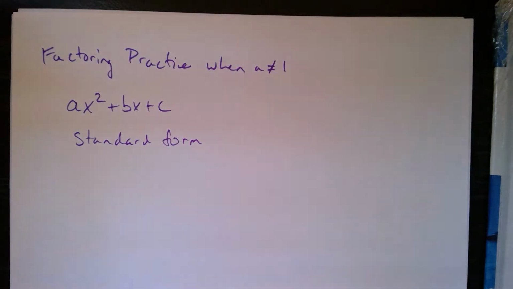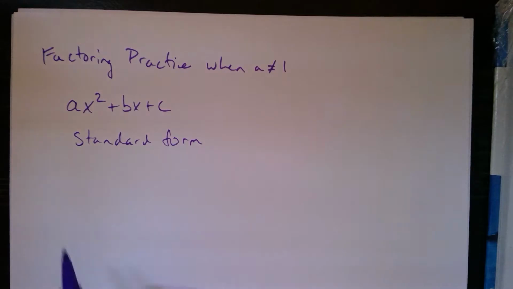Now, when we are factoring with b and c only, all we have to do is look at what multiplies to make c, what adds up to make b. We don't have to worry about a. However, when we are factoring when a is not 1, we have to think about a. All right, so we're going to do a few examples to try to understand what is going on when a is not 1. Now, it's not going to change a whole lot, but we do have to think about what that a means and how does that change our expression.